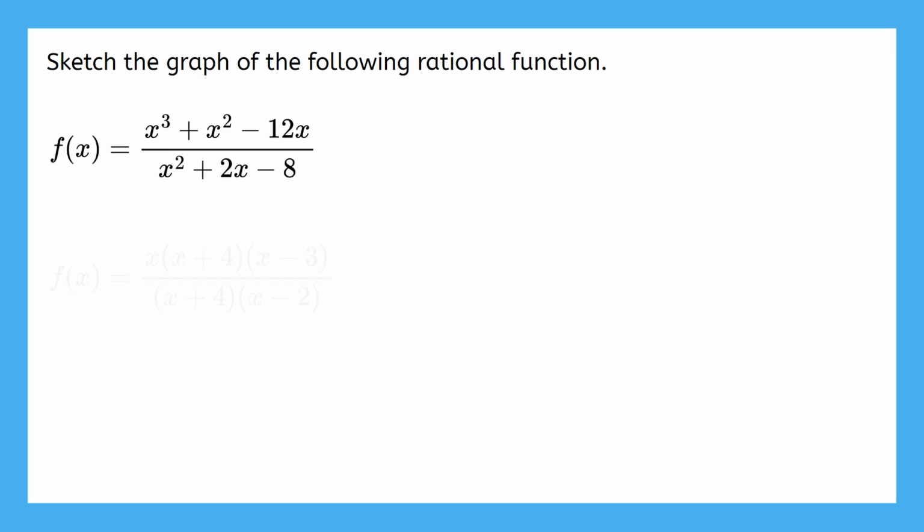Now that we have the factored form, let's start going through our table of attributes and find all of them. We found all these attributes before in previous lessons, so it's a really good time to see how much of this you can do by yourself. Now, pause the video and try to find any vertical asymptotes, holes, horizontal or oblique asymptotes, and intercepts all by yourself.